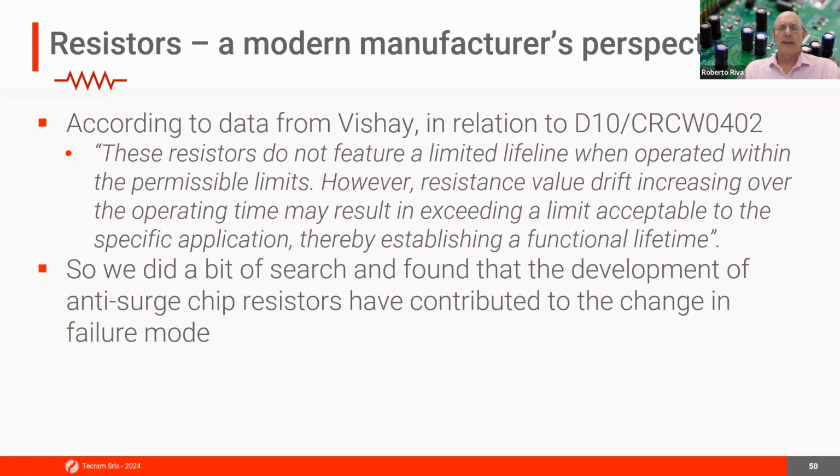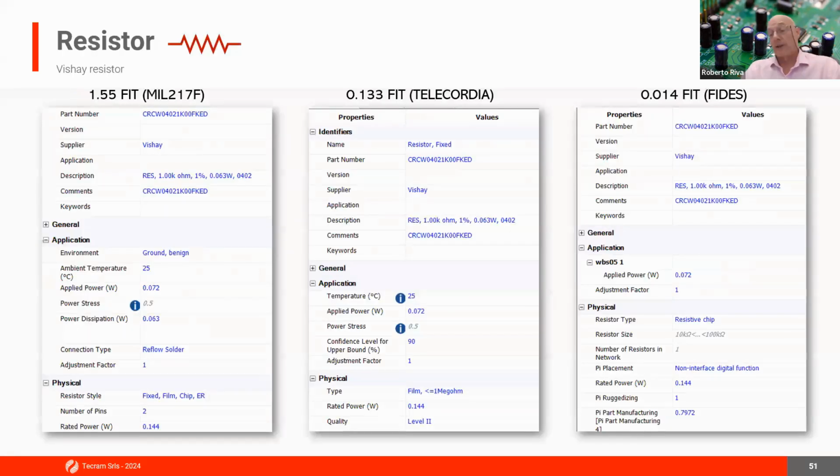And so we were a bit curious, so we did a bit of searching to find out what had changed from old resistors, which projected those three failure modes. And okay, this was only a sample of one, in a sense, so it may not be representative, but we did a bit of research and we found that anti-surge chip resistors had contributed to the change of the failure mode. So we were expecting changes in technology, and those changes in technology also reflected in the results.